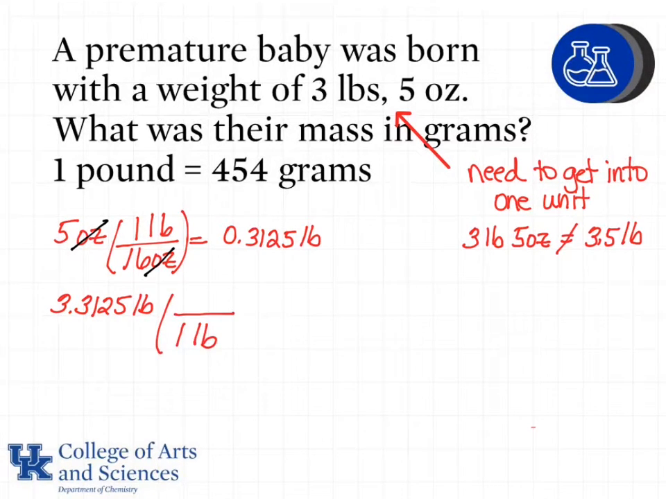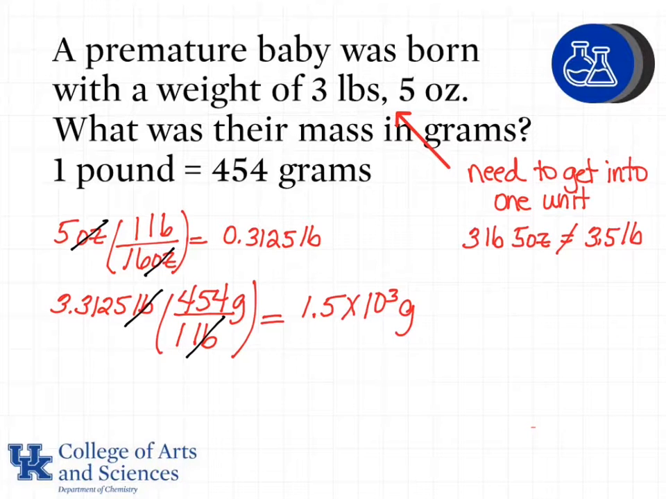And we want pounds on the bottom because we want to cancel that unit out and get to grams. And we put our 454 grams on top. We're going to cancel out units of pounds. And now we can solve the problem, and we get 1.5 times 10 to the third grams. This problem also could have been solved by taking the 3 pounds and converting it to ounces, and then converting the total number of ounces to pounds and then to grams. Either way would give you the same answer.